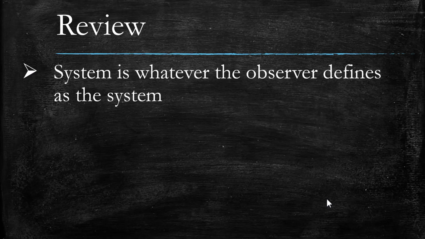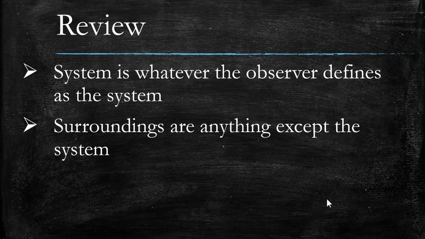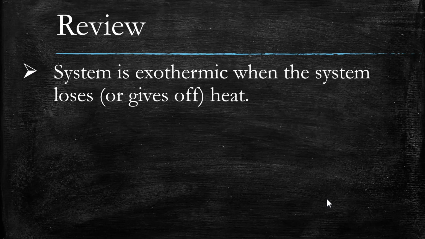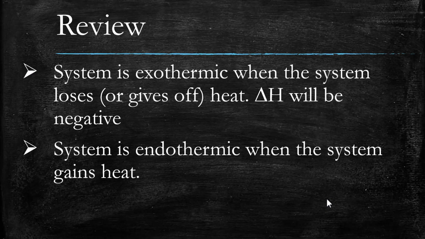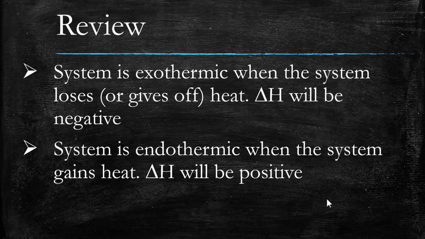You determine what is the system. Everything else is the surroundings. If the system loses energy or gives off heat, it is exothermic, and the delta H will be negative. You have an endothermic system when the system gains heat, and the delta H will be positive.